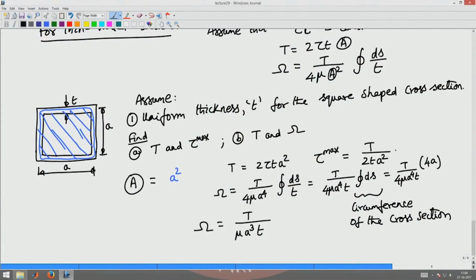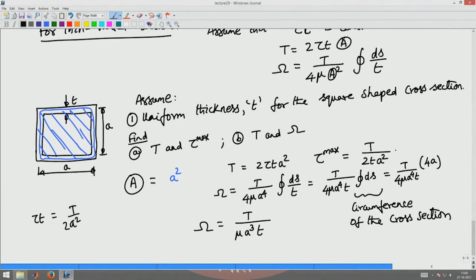If the thickness were to change, then I have to integrate this line integral over each leg of the square with the different thickness. So that is what will change. And similarly, if the thickness changes, tau would be T by 2 T A square, and then tau max would be for the branch which has the least thickness, which will give me the maximum shear stress. So I have to use the fact that T is a function of S and tau is a function of S, and the branch that has the least thickness will give me the maximum shear stress.